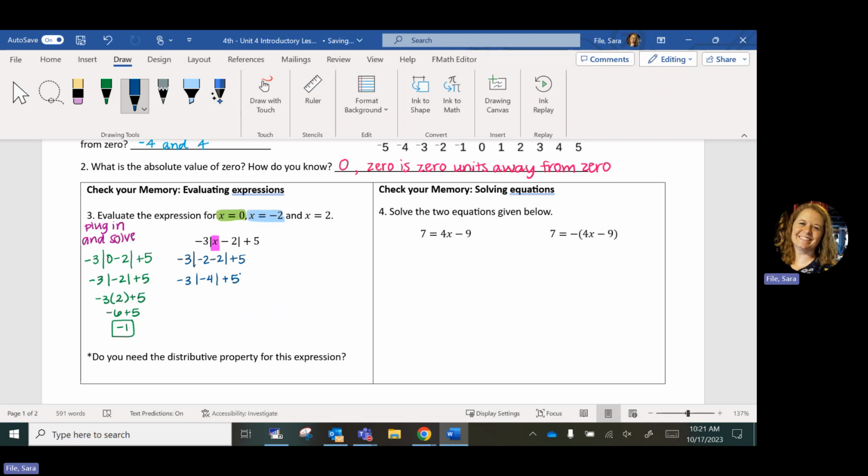Good. So a common mistake, I'm just going to point this out here, is to multiply those, -3 and -4. I don't do that yet. I still have absolute value bars there. I've got to get the absolute value before I do the multiplication. So the absolute value of -4 is +4. Good. So I'm going to replace then that with a +4. Now I can multiply and get -12 plus 5, -7.